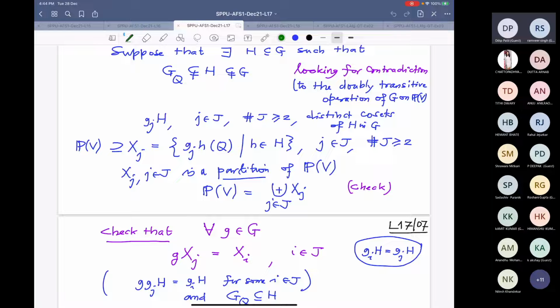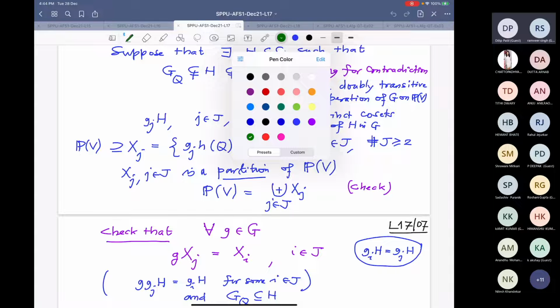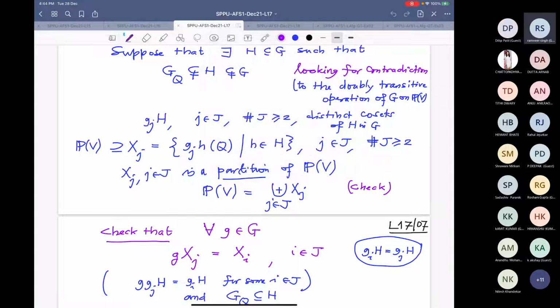So this is Xj, and obviously the Xj's are non-empty. So I would write here only. Again, I will have to update this file to you, but I will do that. So here, note the Xj's are non-empty for every J. That is obvious. Now it's the partition I want to check.